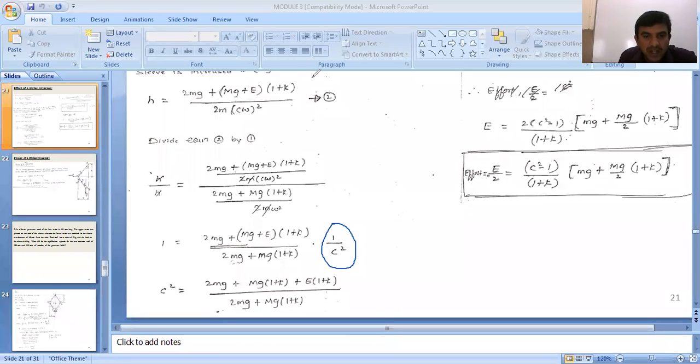After this, now send this c square to the left side. Now what will you get? You will get c square is equal to the right hand side. The term will not change, and at the same time, now we'll split this term: mg plus e into 1 plus k. Split it as mg into 1 plus mg into k, or else take mg into 1 plus k plus e into 1 plus k. Now split this term.